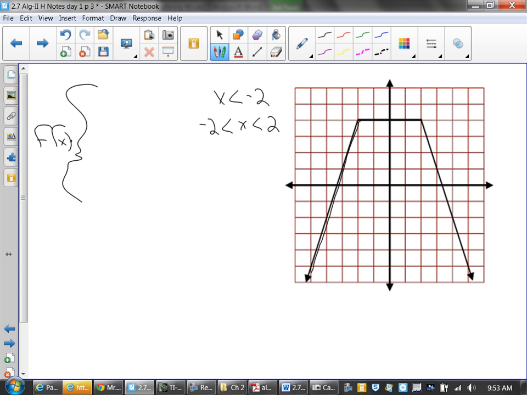Now, I know that I have to come up. As soon as I hit -2, I change lines. That's why it's a less than or equal to. The moment you become -2, you're on the horizontal line. The moment you become +2, you change to the negative slope. So I approach +2, I don't get there, but the minute I get to +2, I switch to the third line.